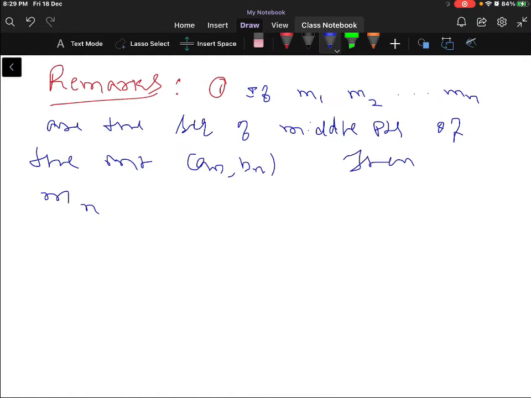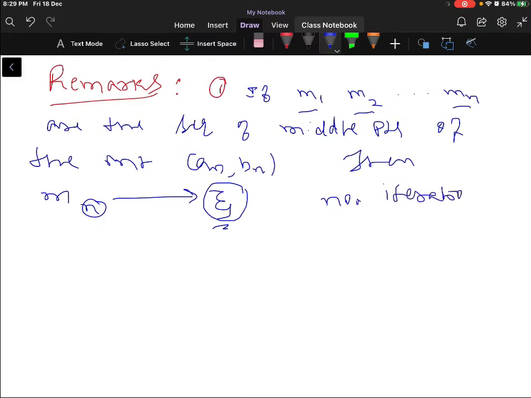So then mn converges to xi, where xi is the exact root of the equation f of x equal to 0. Here m1, m2, mn are successive approximations to the root xi. So n represents the number of iterations. This is the first point.